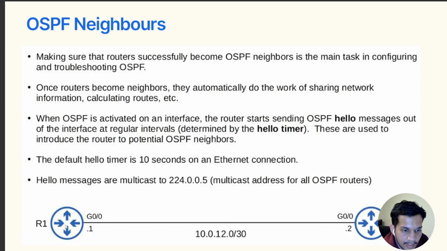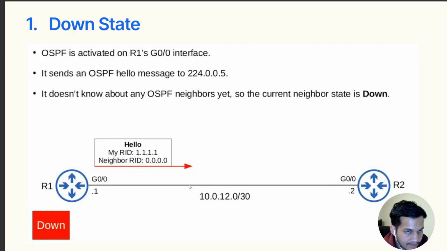So first of all, two routers need to become neighbors, and then they send hello messages at regular 10-second intervals to the 224.0.0.5 multicast address. The first state is the down state.